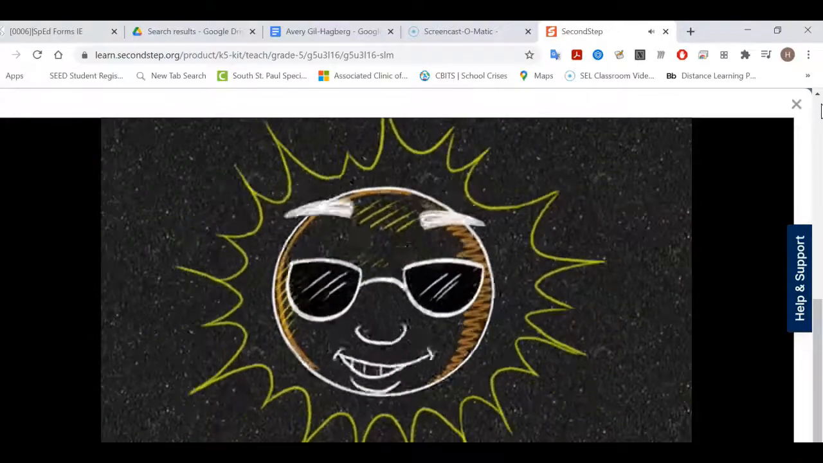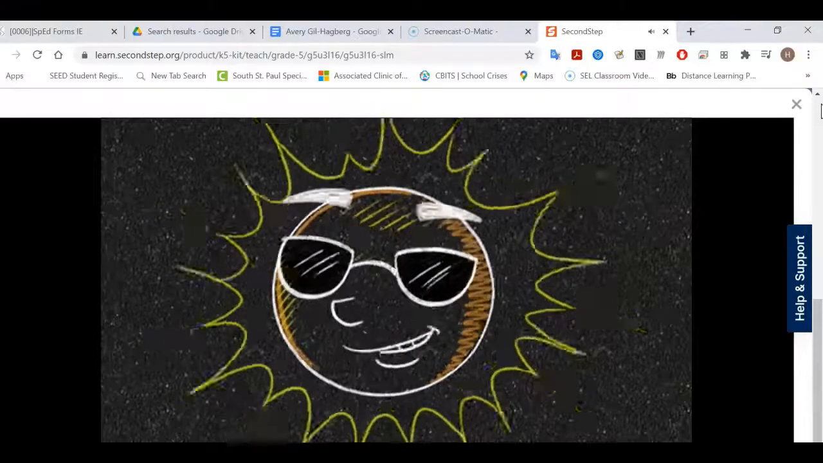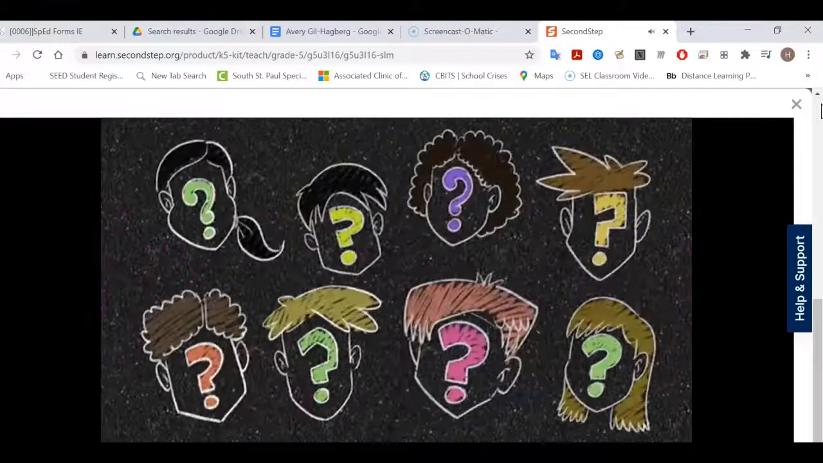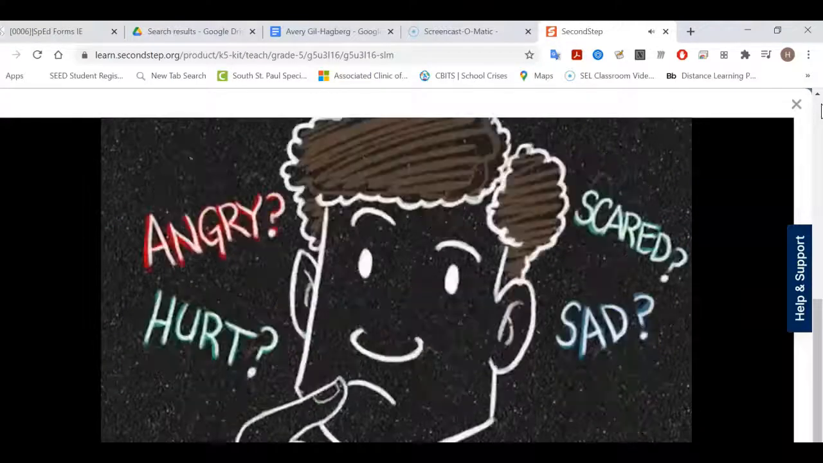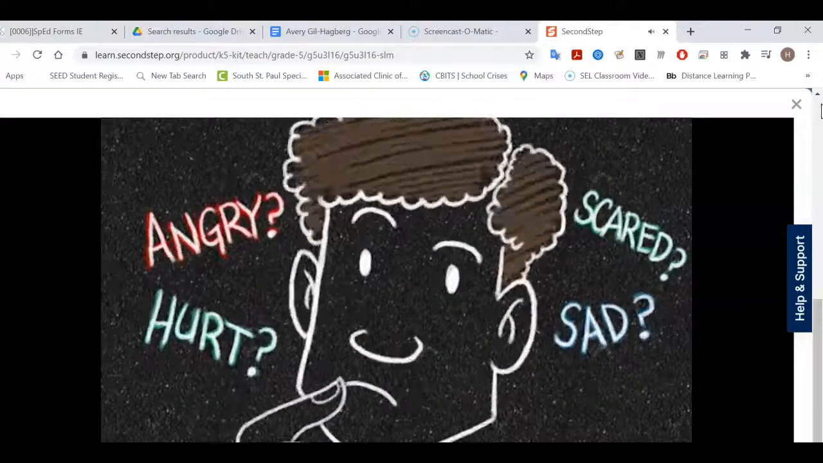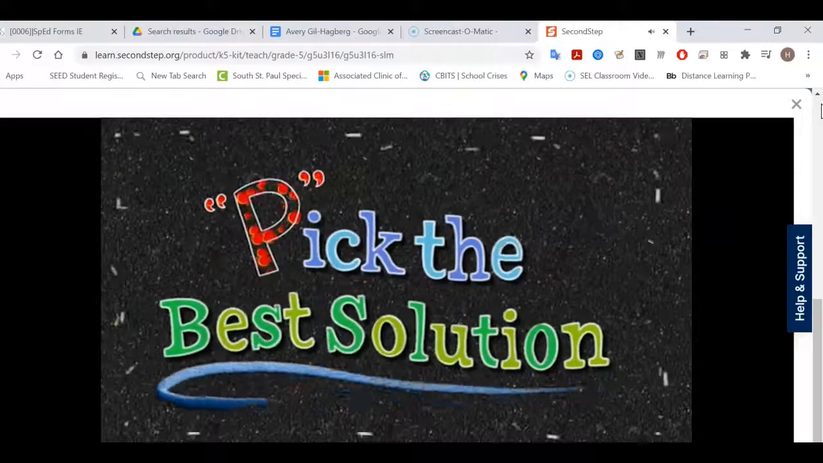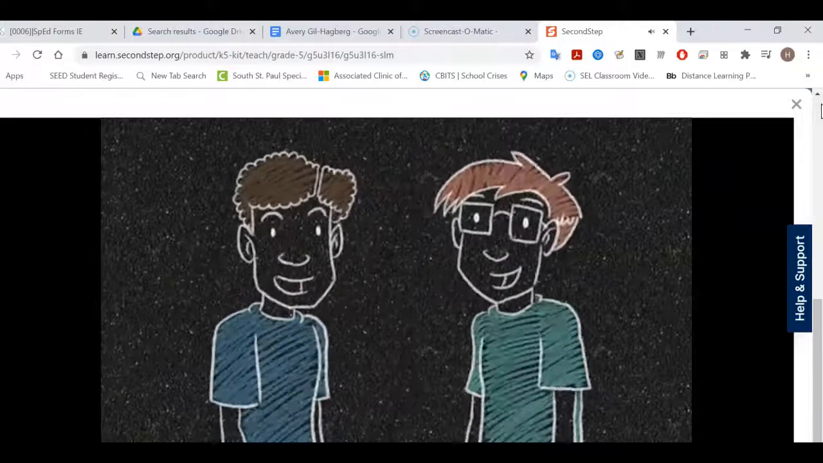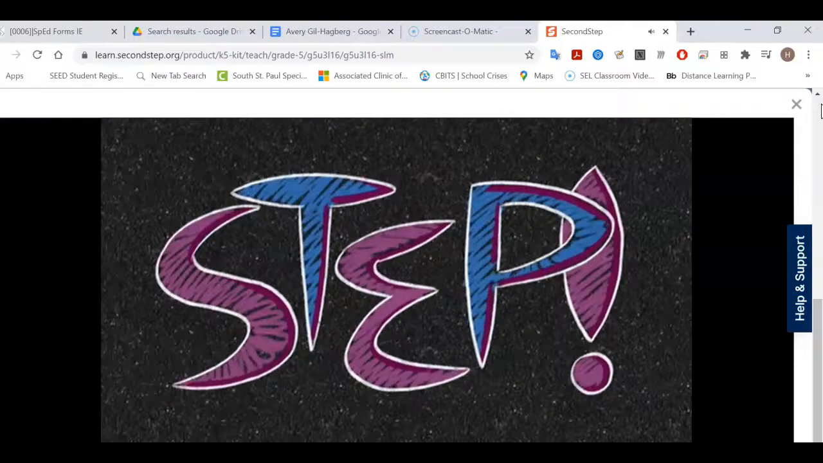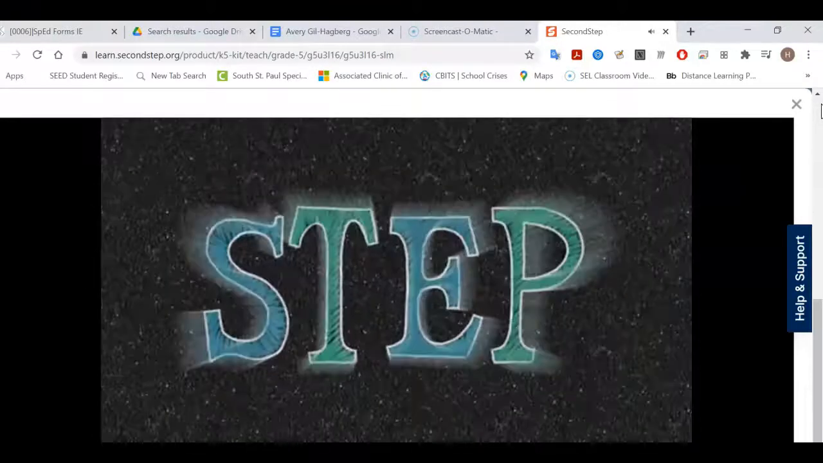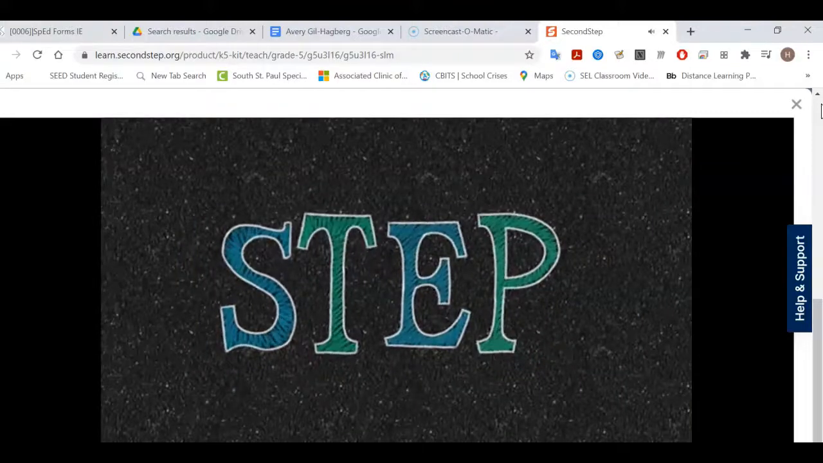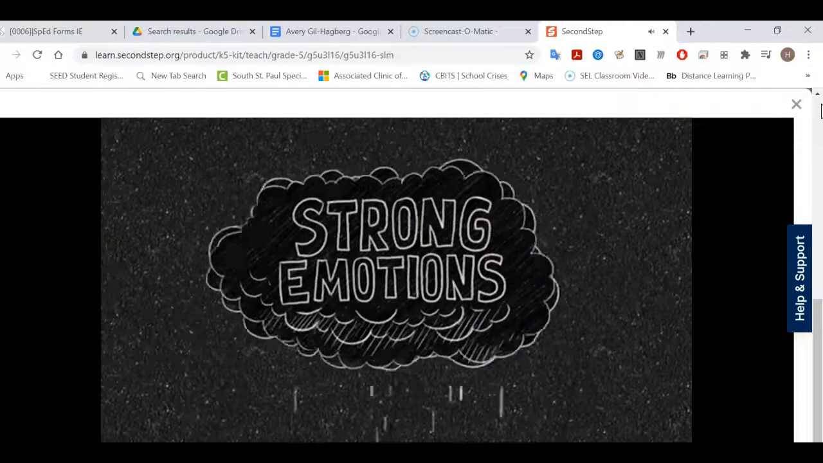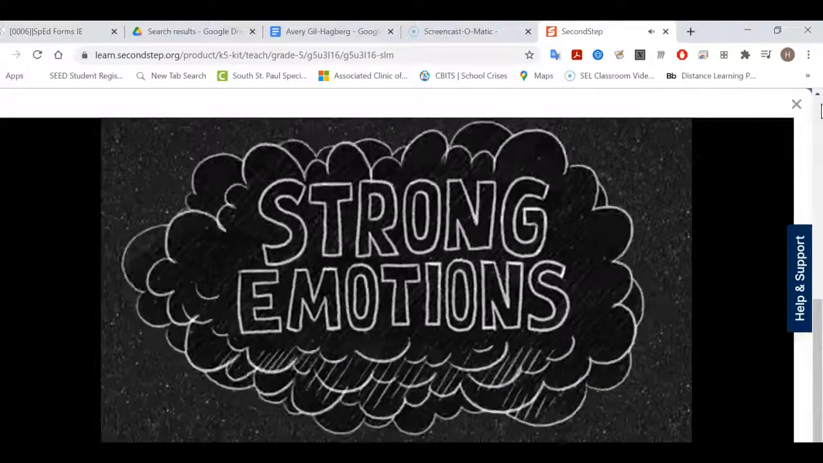Now it's gotta be safe and respectful. No pushing, no shoving. See? Explore consequences, what would happen if? How will the people feel? How will you feel? Will it work? Now pick a solution and make a plan, yeah. Choose it and act on it. You got to step up to be cool, yeah. Give your power now after the storm of strong emotion.